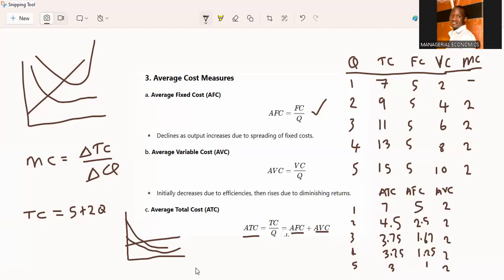Okay, so in essence, we're trying to learn how costs behave. So the average fixed cost is always downsloping because we have a fixed amount, but the quantity is increasing. So as you divide, these figures become smaller. Any questions so far before I proceed?